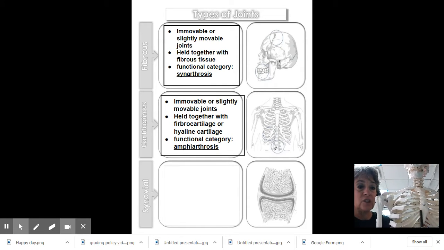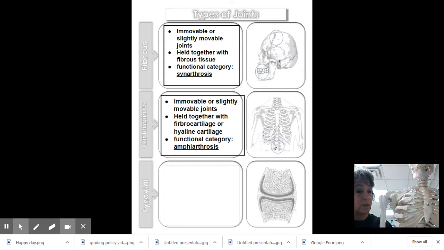So this location here where the bones meet, where the rib bone meets the sternum bone, this is the joint that we're talking about. Now, this one is a little bit more movable than the one in the skull. And that kind of makes sense when you think about the organs that are underneath the rib cage. What are those again? Yes, the heart and the lungs.